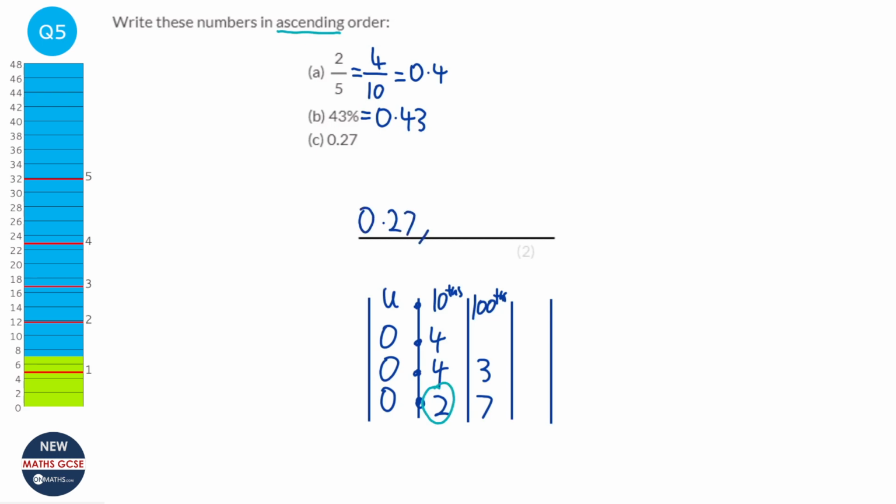Now the next two are equal, so we look at the hundredths. And this technically has a 0 there, so 0 is the next smallest. Now 0.40 was 2/5, so make sure you have the original fraction in and not 0.4. And then the largest one is the 0.43, which was 43%.